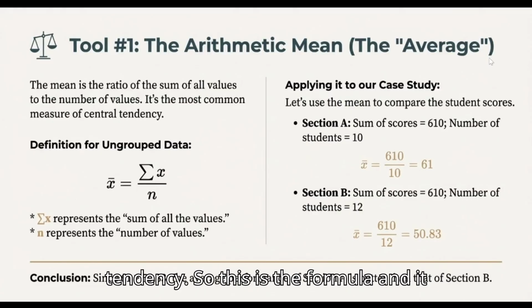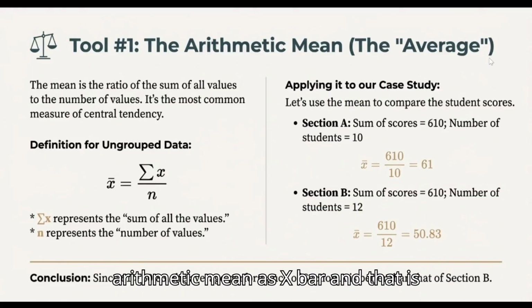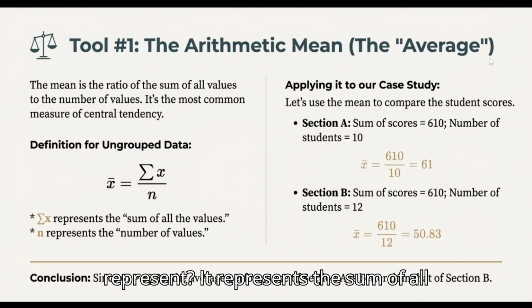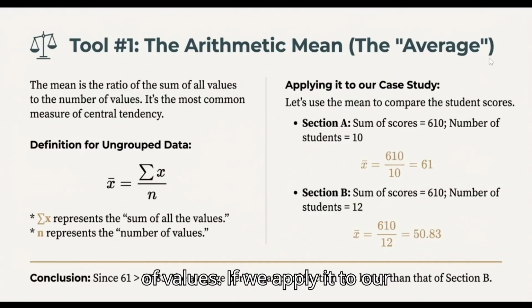So this is the formula, and it is for ungrouped data. We can write the arithmetic mean as x bar, and that is equal to summation of x over n. Summation of x, what does this represent? It represents the sum of all the values, while n represents the number of values.